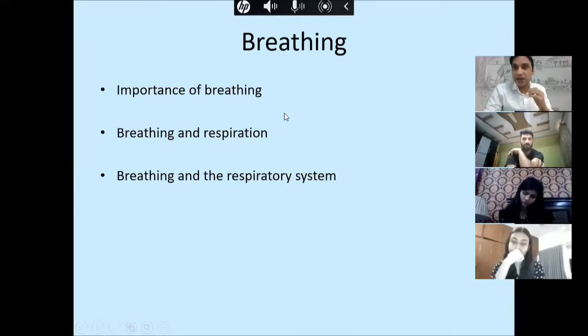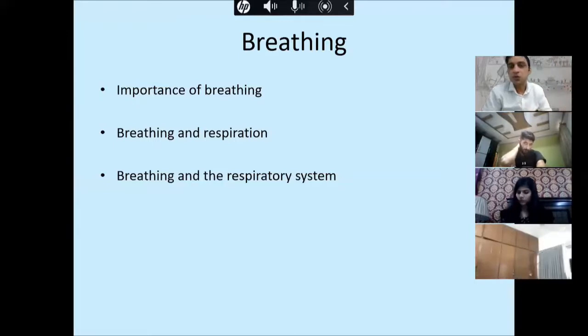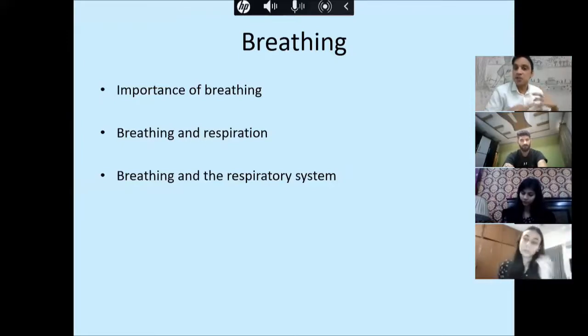It's a mechanical activity which draws air into the lungs and then expels air from the lungs to the outside of the body. So breathing is a mechanical activity which helps our body to take oxygen inside our lungs and to expel the gases present within our lungs to the air.